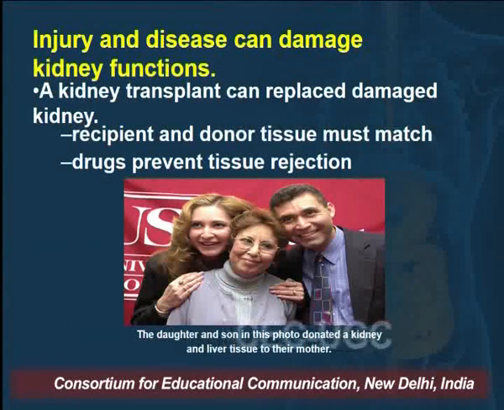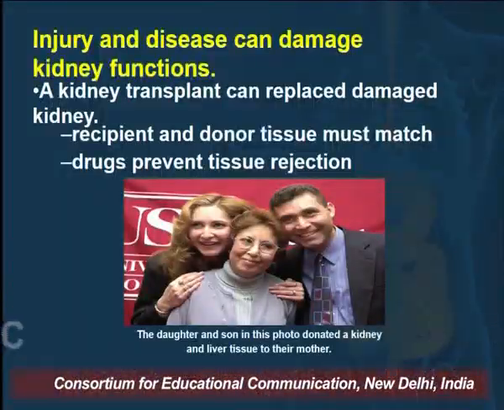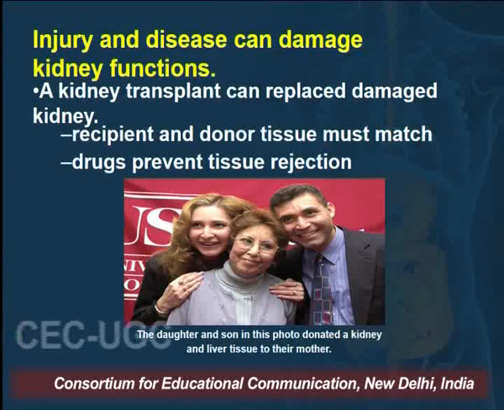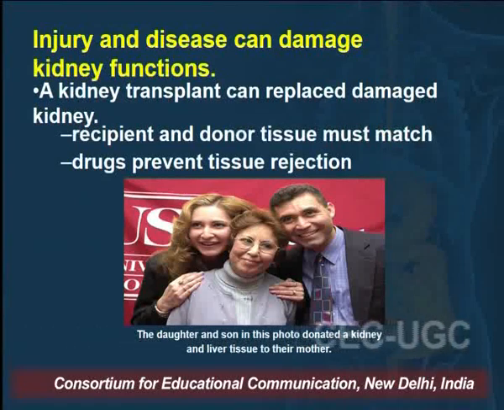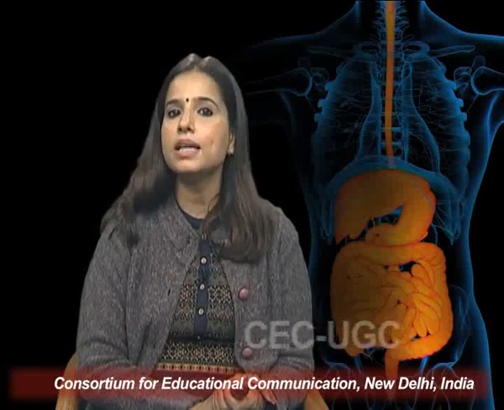Drugs prevent tissue rejection. In this picture, this is a mother, and both the daughter and son have given a kidney and some part of liver to the mother. I hope you understood the excretory system and kidney, nephron and its function and how it excretes nitrogenous waste from our body.